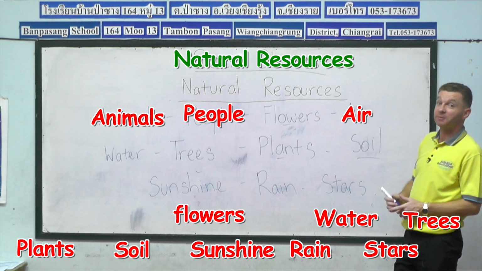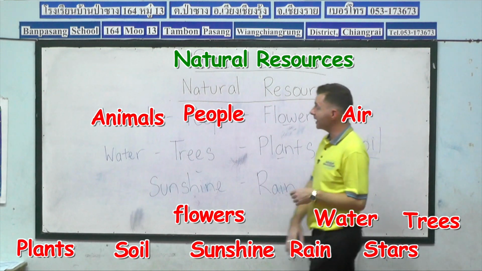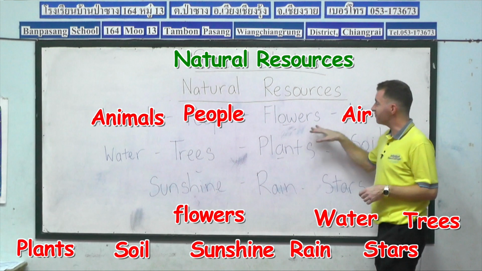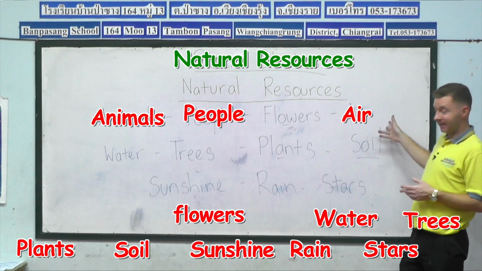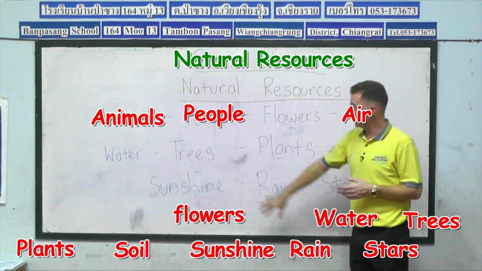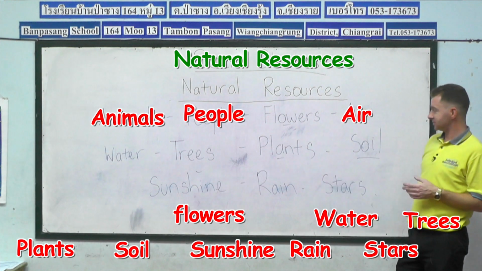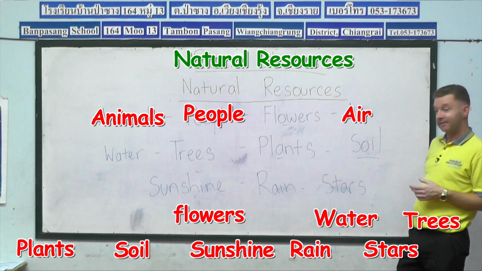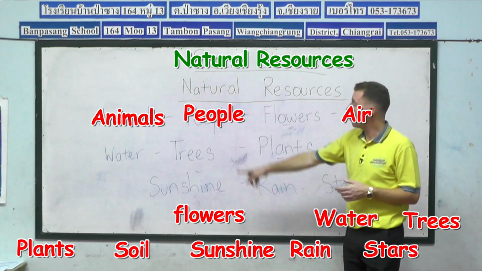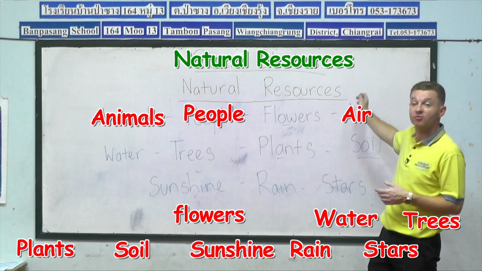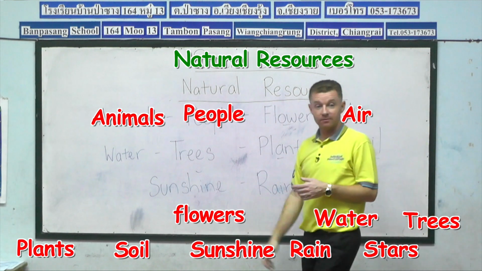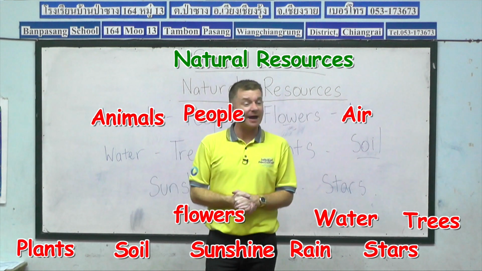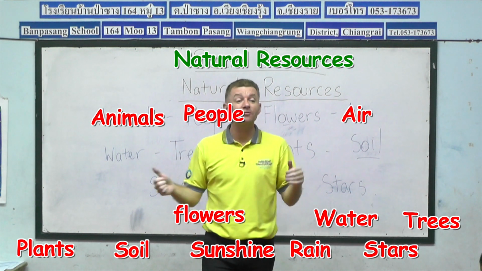Let's practice speaking all of the examples we've got now. Animals. People. Flowers. Air. Water. Trees. Plants. Soil. Sunshine. Rain. And stars. All examples of natural resources. They can be found on planet Earth naturally. Guys, that was brilliant. Some very good examples.